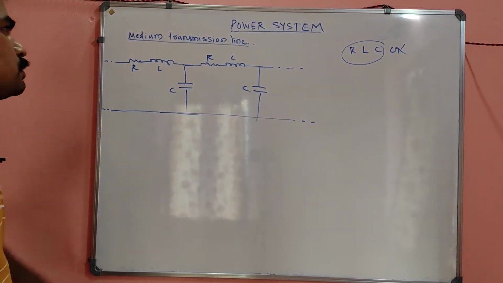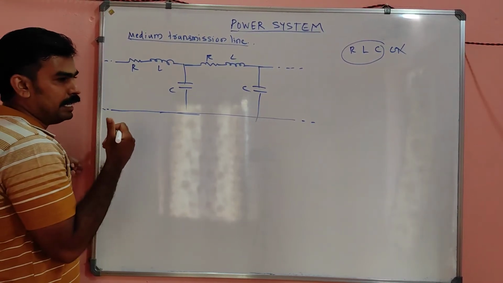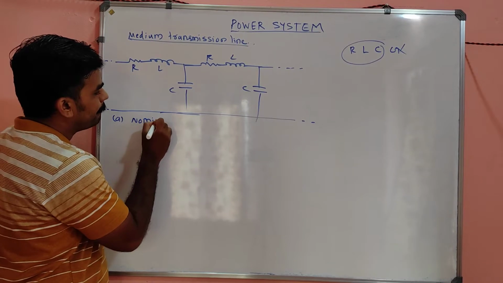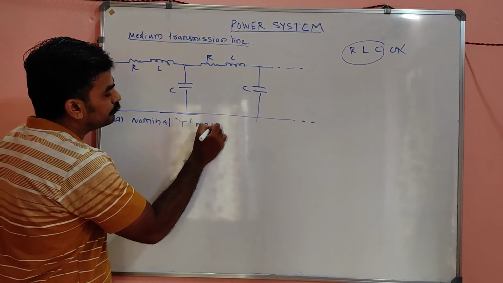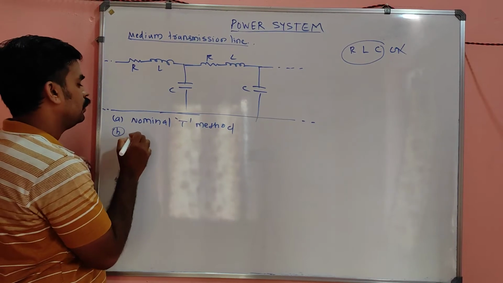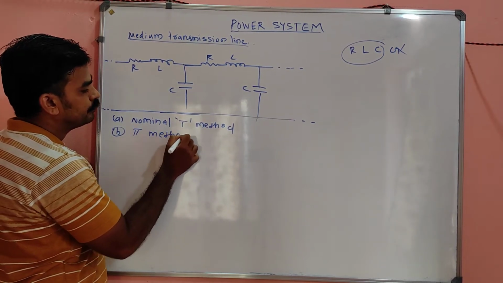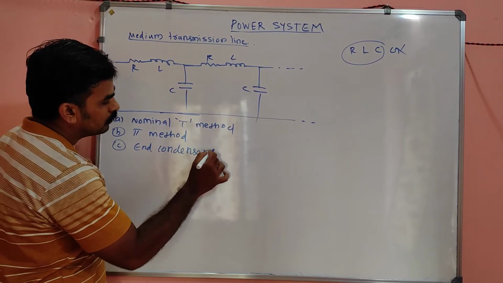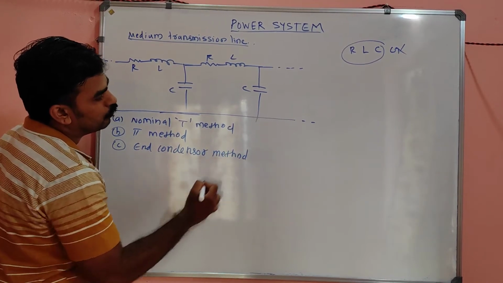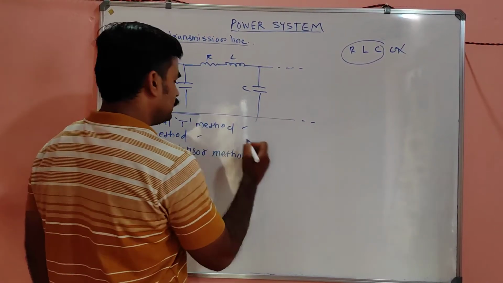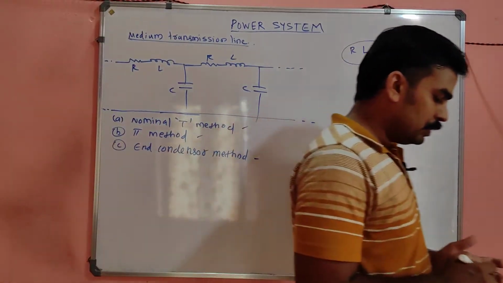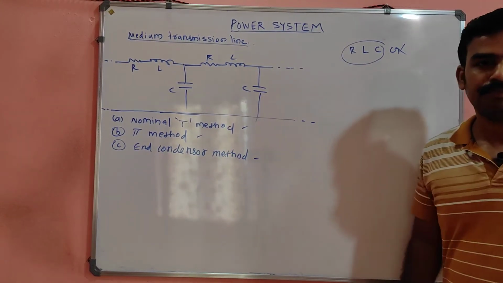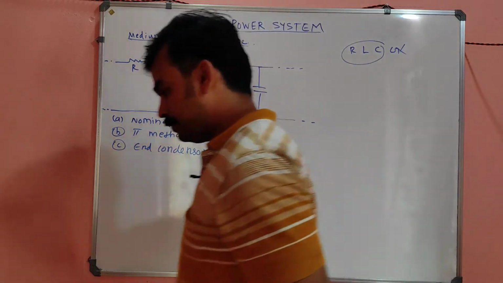The medium transmission line can be solved by three methods, my dear: nominal T method, pi method, and end condenser method. You just need the result of the equation for these three, not the derivation. That's all. Okay, let's check one by one.